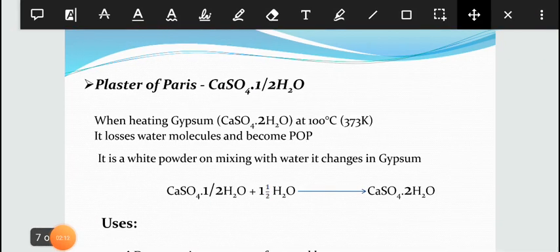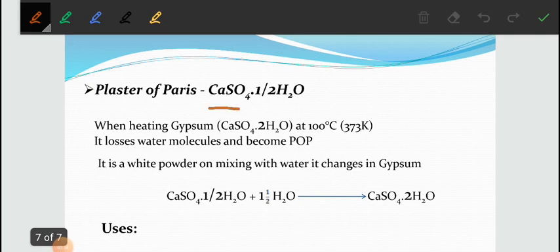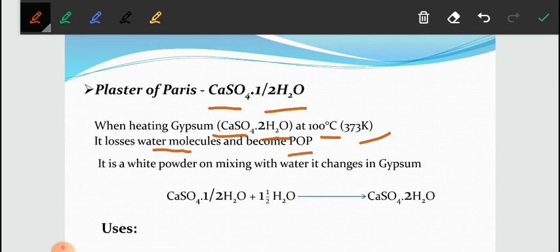Next chemical is plaster of Paris. Its chemical formula is CaSO4·½H2O. The method to prepare POP, that is plaster of Paris, is to heat gypsum. Gypsum is CaSO4·2H2O. When we heat it at 100 degrees Celsius, or we can say 373 Kelvin, it loses water molecules and becomes POP. And one more thing: if we want to make gypsum again from POP, when we add water, it will give you gypsum.